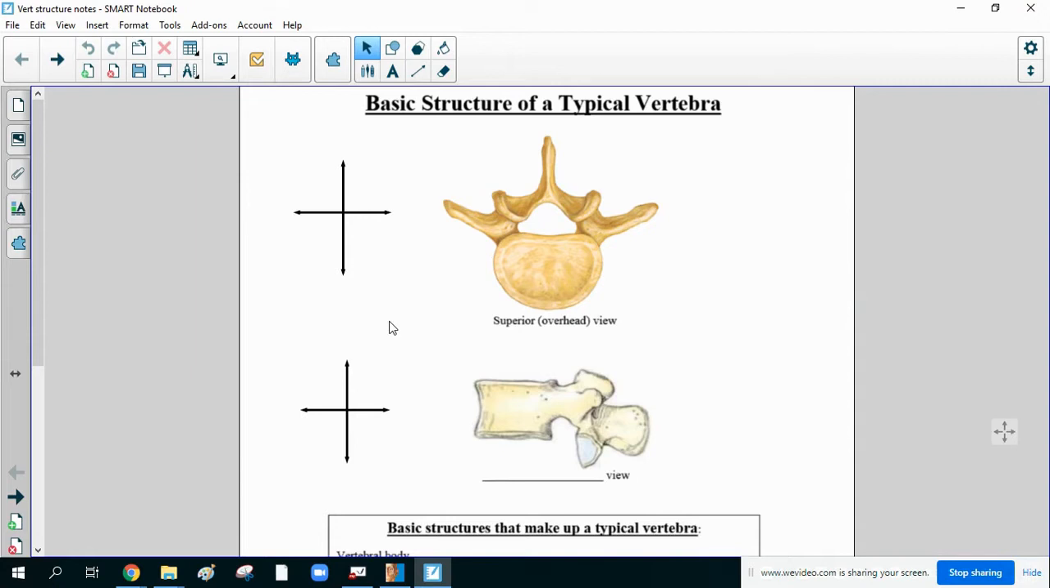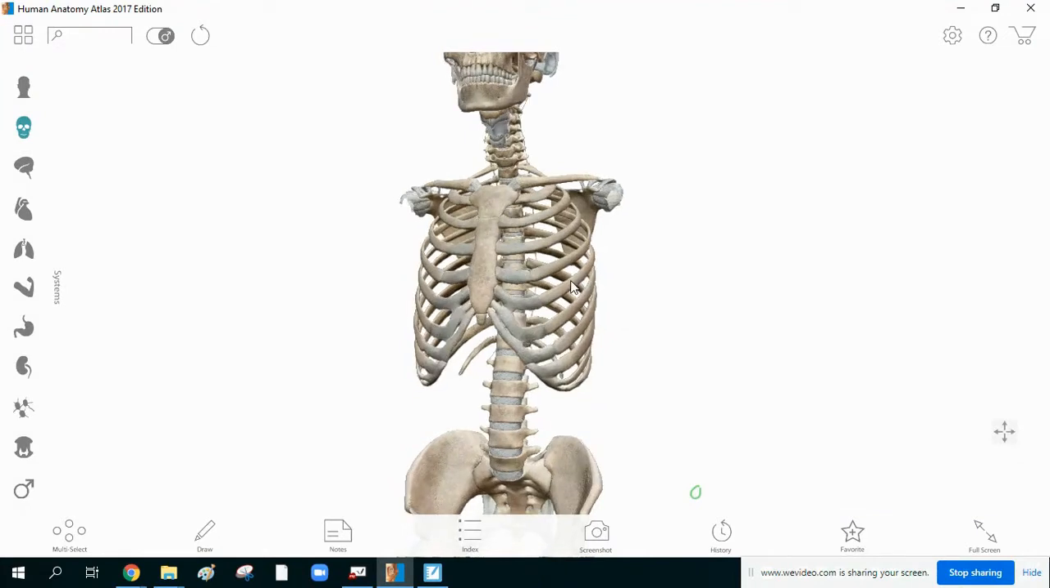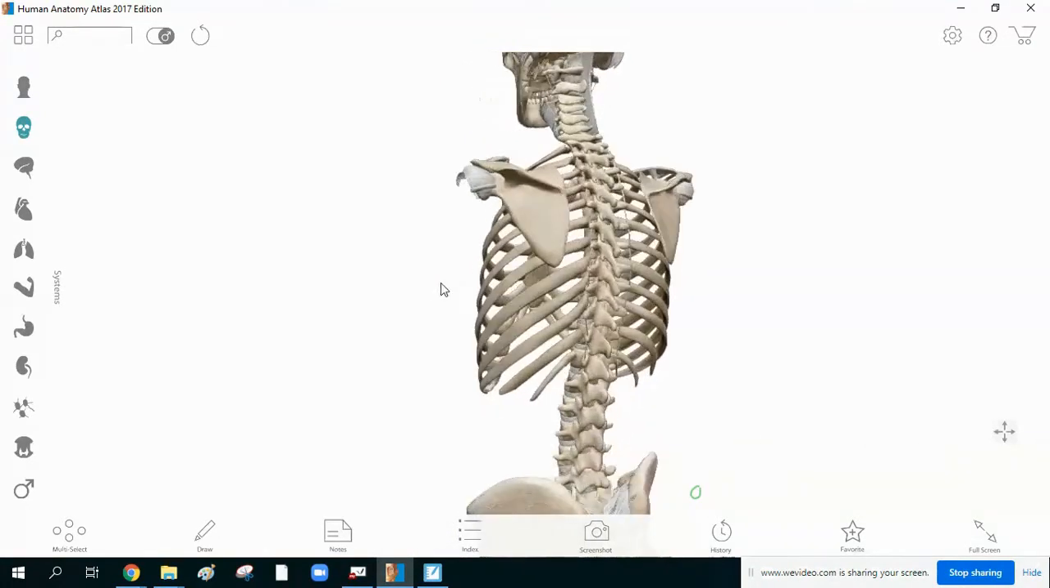Hello students, today's video lecture is going to teach you about the structure of a typical vertebra. So I'm going to use my anatomy app to help you get started. Okay, so I have the anatomy app open and I've actually deleted the arms so they don't obstruct our view. So we're looking at the vertebral column, which we'll learn about next.